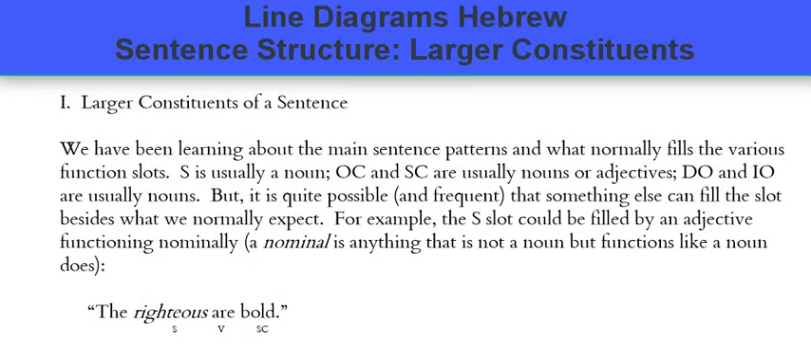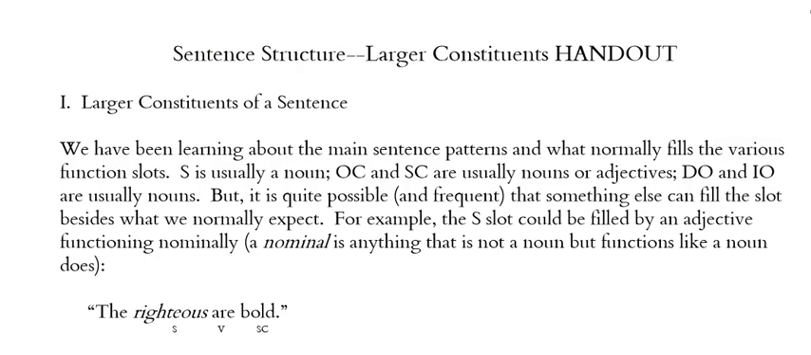In this second handout, we want to talk about sentence structure and larger constituents. We've been dealing with some rather small constituents in our prior handout. Here we're going to deal with larger constituents. So Roman numeral 1 here, larger constituents of a sentence.